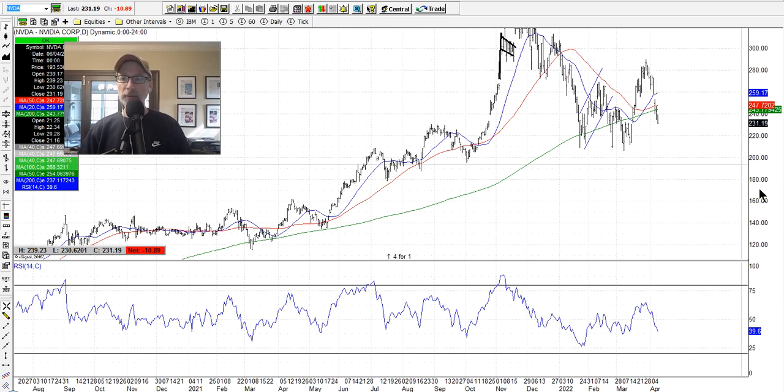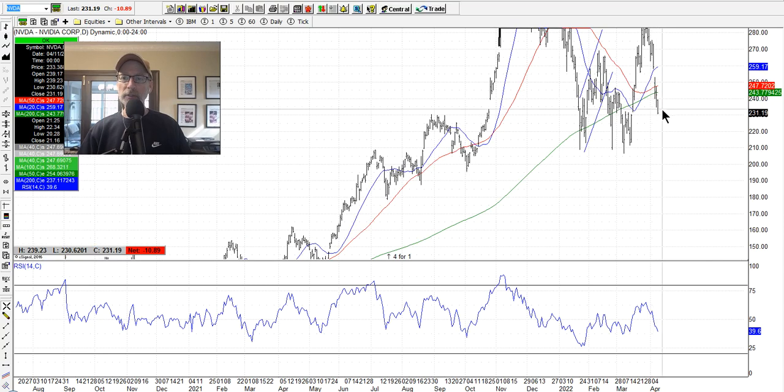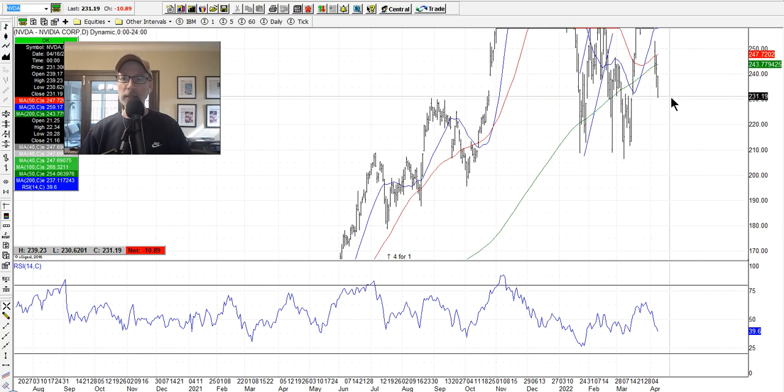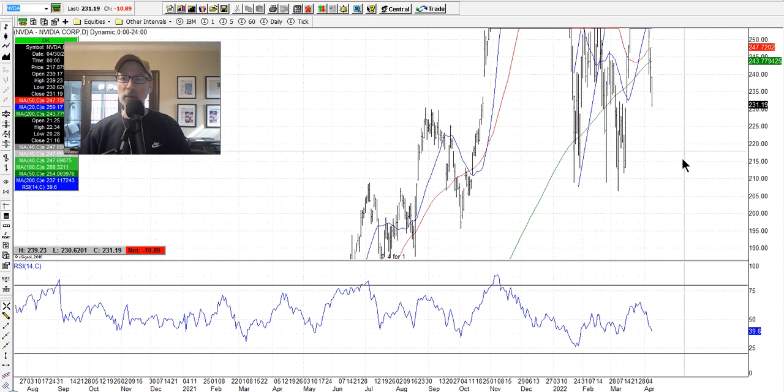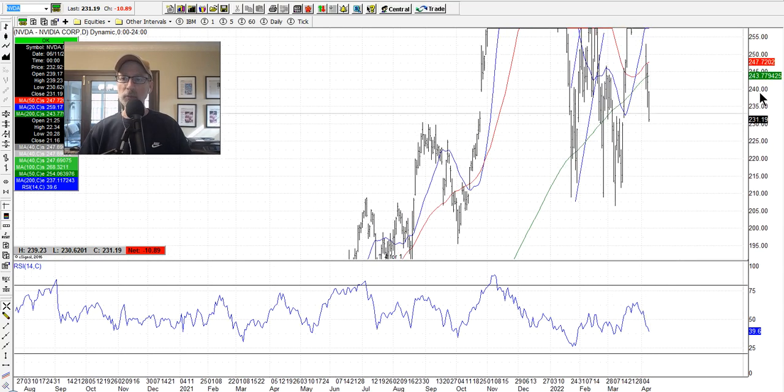It's been coming down. It's now below all the moving averages here. Here's where it closed on Friday, April 8th. Closed practically on the lows. You can see the little teeny dash mark on the right side of the bar. That means where it closed for the day.